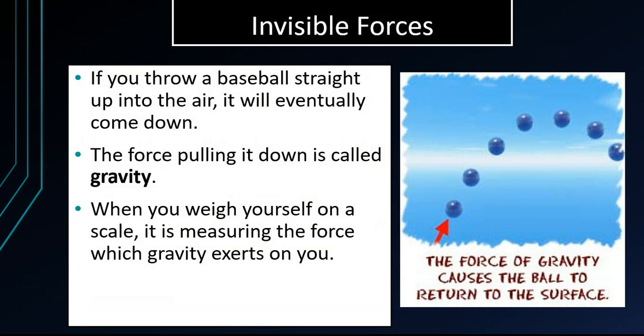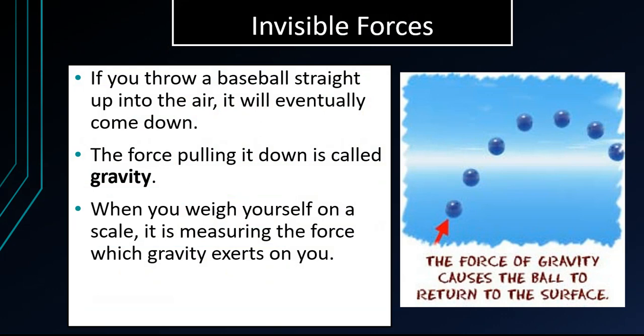So let's see. We're going to throw a baseball straight up into the air. Eventually, it's going to come down. If you throw it up, you've probably done that, where you throw a ball to yourself, right? You throw it in the air and you catch it. The force pulling it down is called gravity. And when you weigh yourself on a scale, it's measuring the force which gravity exerts on you.